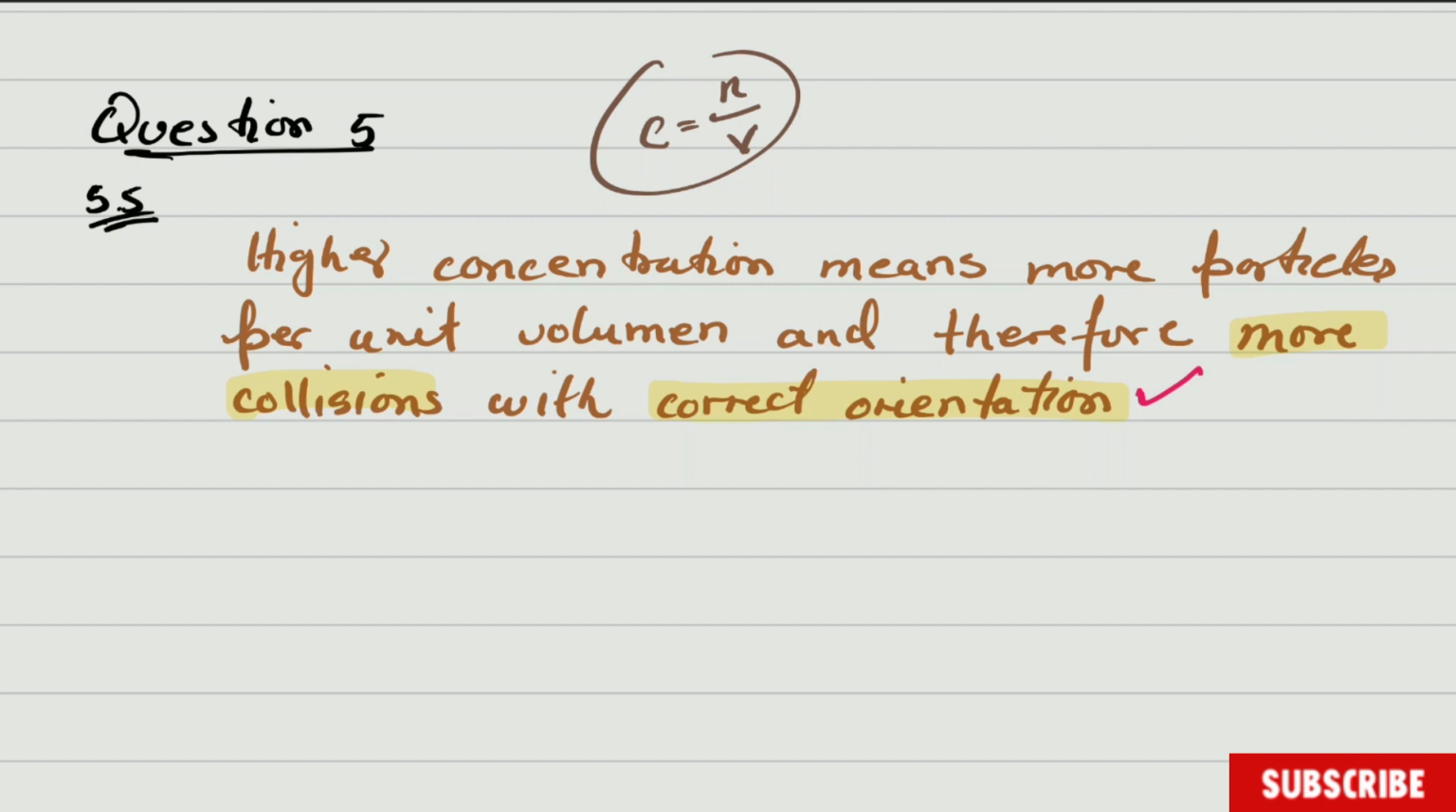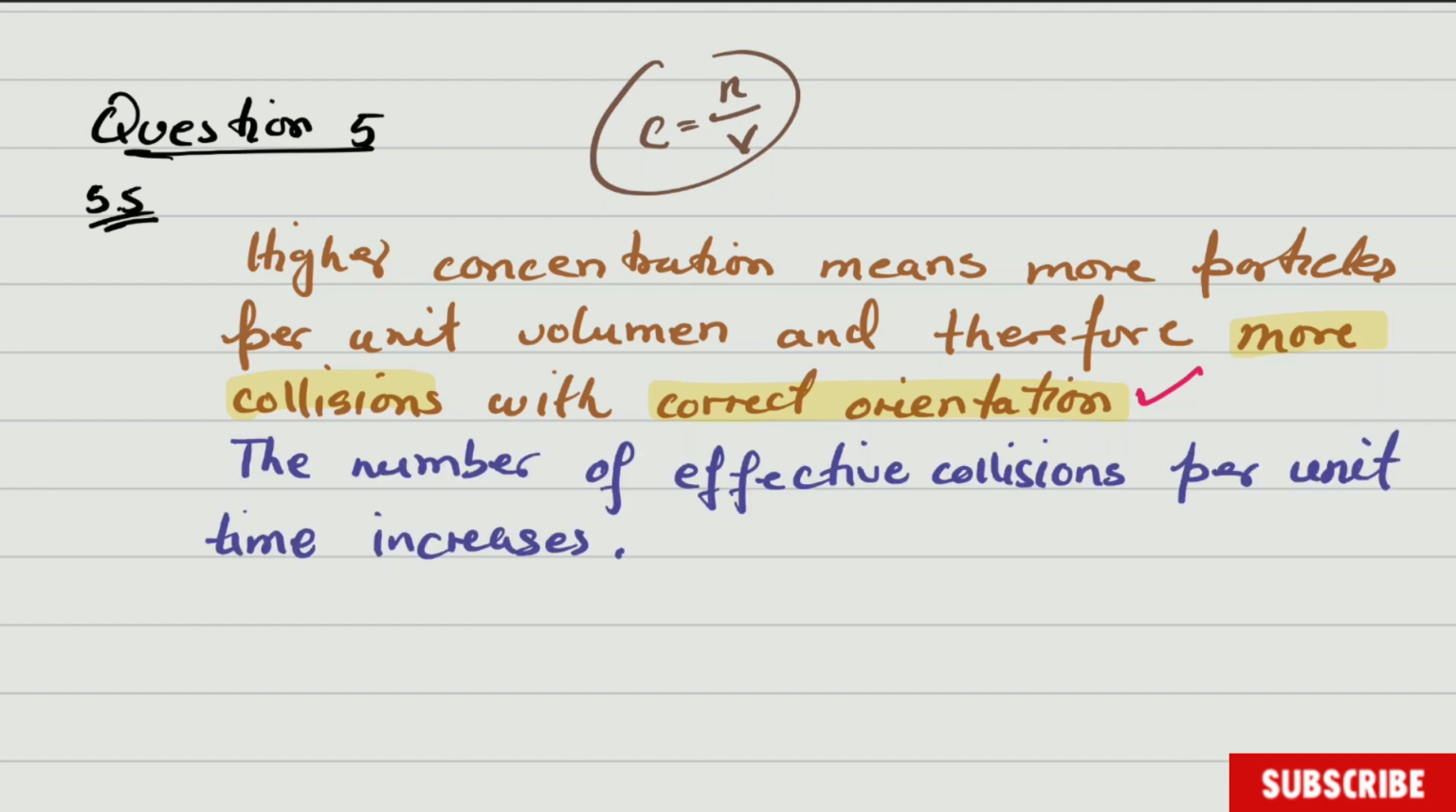You don't have to say everything I am saying here. I'm trying to explain to you. Then you have to say that, therefore, the number of effective collisions per unit time increases. So if you don't write per unit time, you don't get that other mark. This question has 2 marks. You have to say per unit time. Effective collisions per unit time increases. Therefore, the rate of the reaction increases. Okay, so that is how you explain this one using the collision theory.